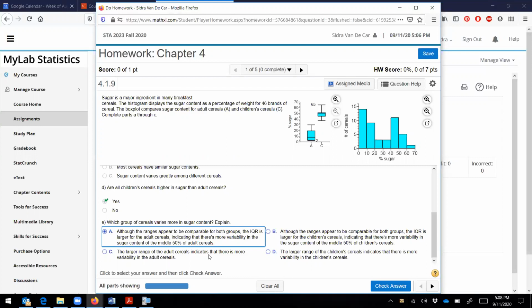That is incorrect. The range of adult cereals, well, it's not larger than the children's, we know that. The larger range of children's cereals indicates that there's more variability in children's cereals. Well, it is larger, but only by about 2 points. So this seems like a more correct statement.